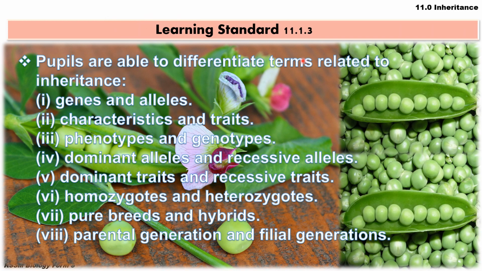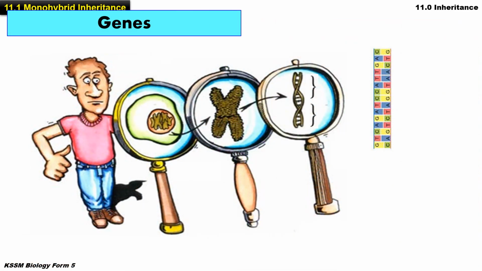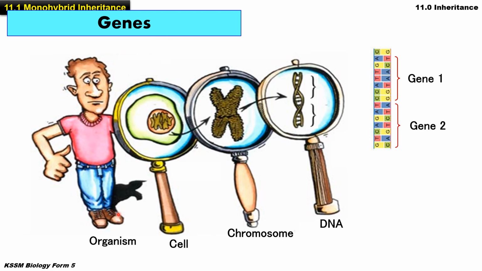Sekarang kita pergi kepada terms related. Apakah terms related dalam chapter 11 ni? Okay, first, gene. Okay, apa itu genes? Alright, genes is, okay, this is the organism. Organism made up from cell. Inside the cell, there is a chromosome. And in the chromosome, we have the DNA. And the DNA ada gene. Gene, coding. Okay, coding.